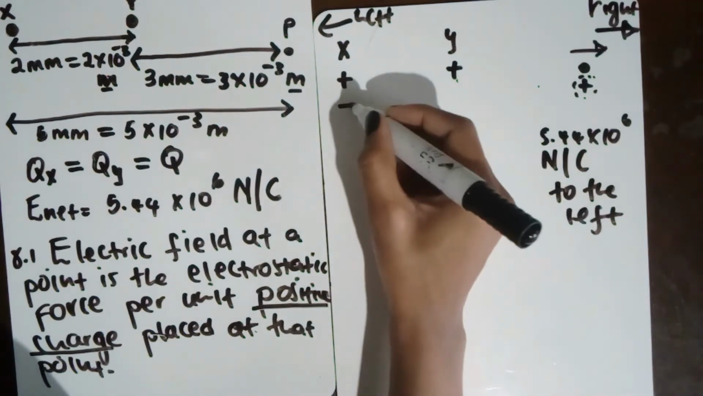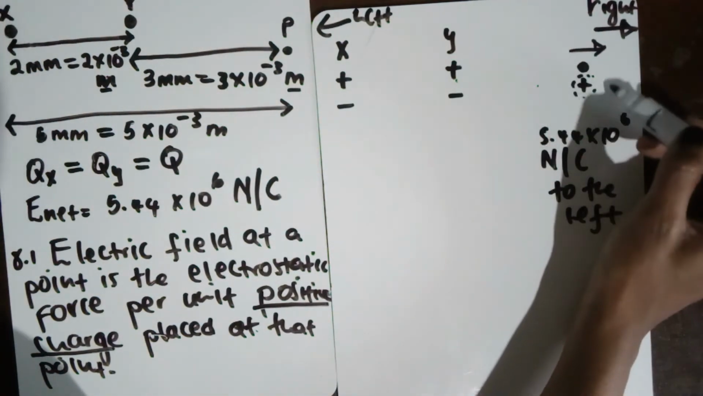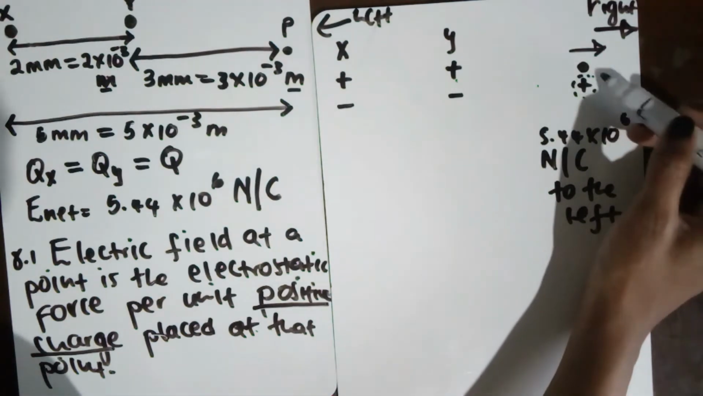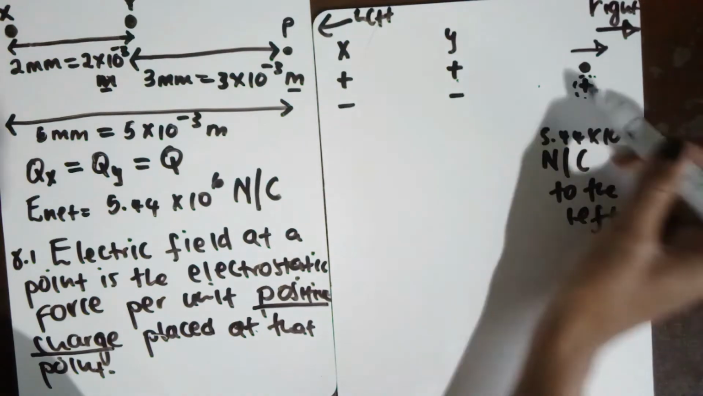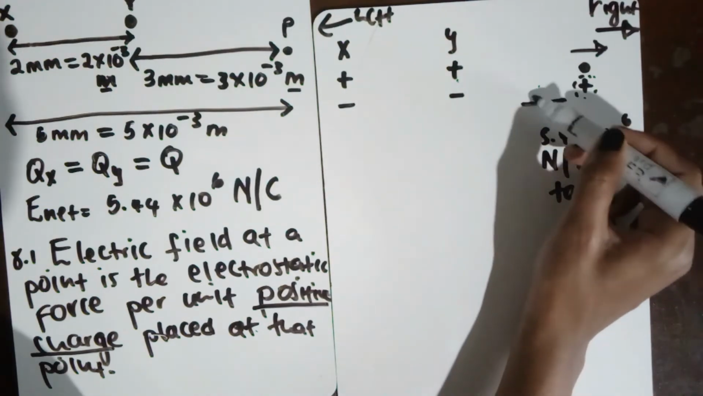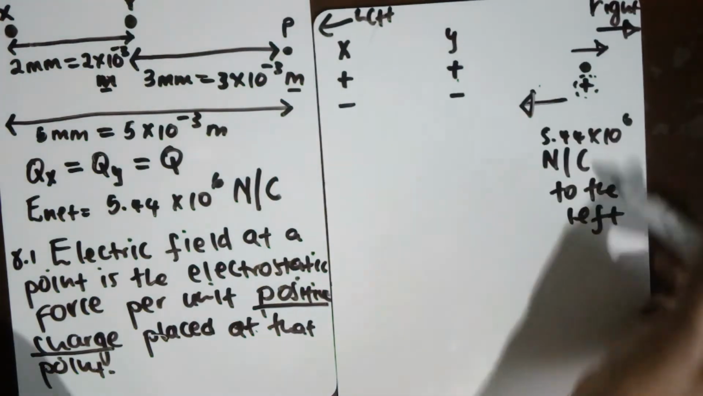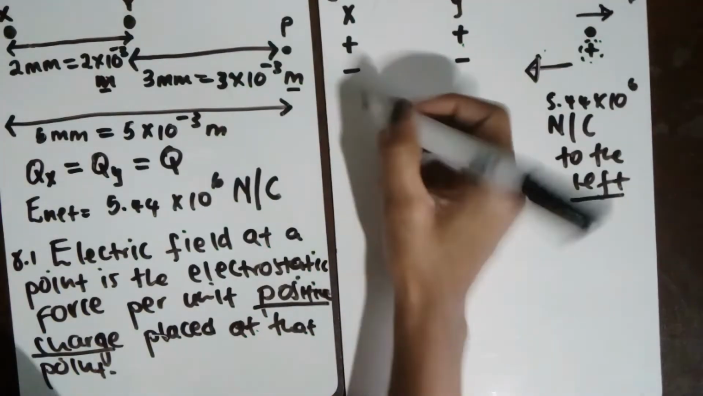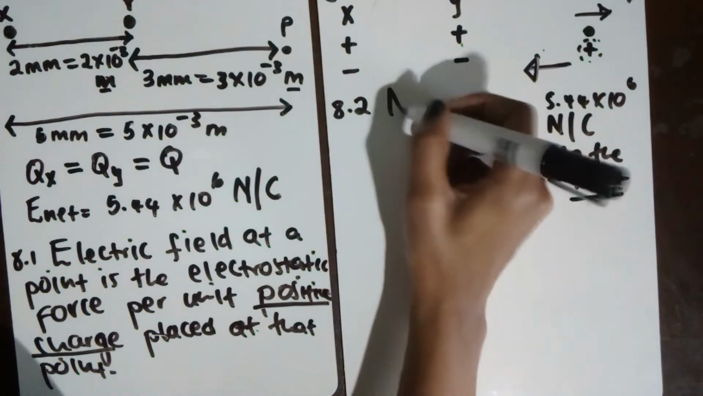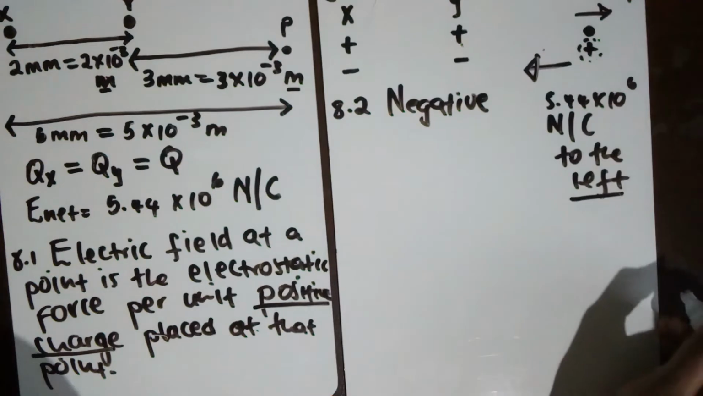However, if both these two things are now negative, remember, we're still assuming that our point is positive, right? If they are negative, what will happen? This charge will actually be attracted, so it will move to the left. So if this charge is moving to the left, it means that both these two charges are actually negative. I'm hoping you were able to follow my logic, right?